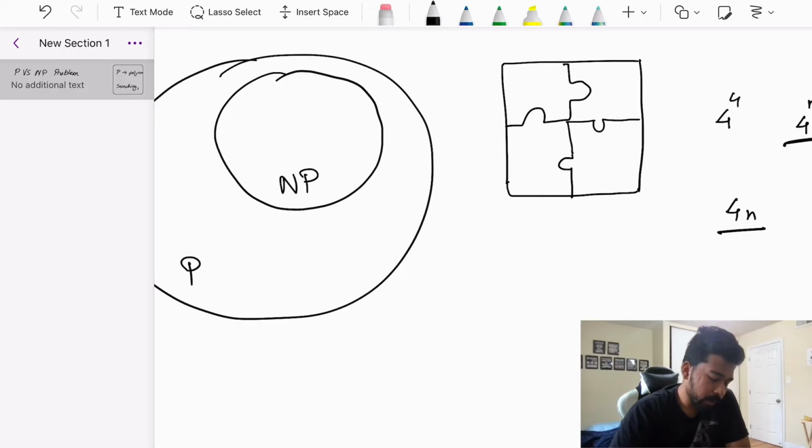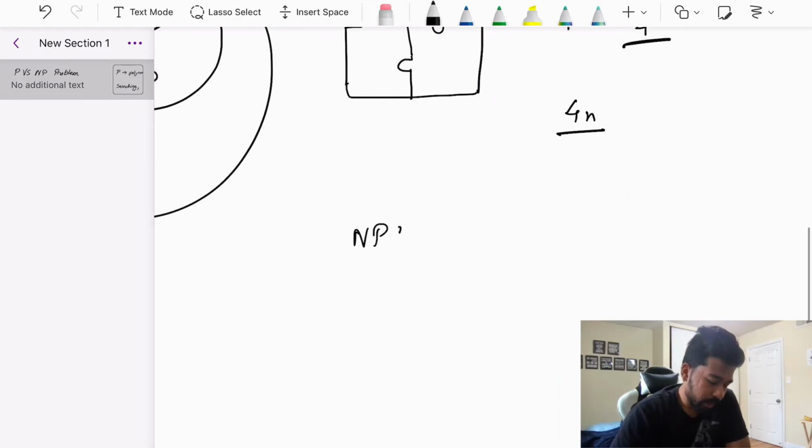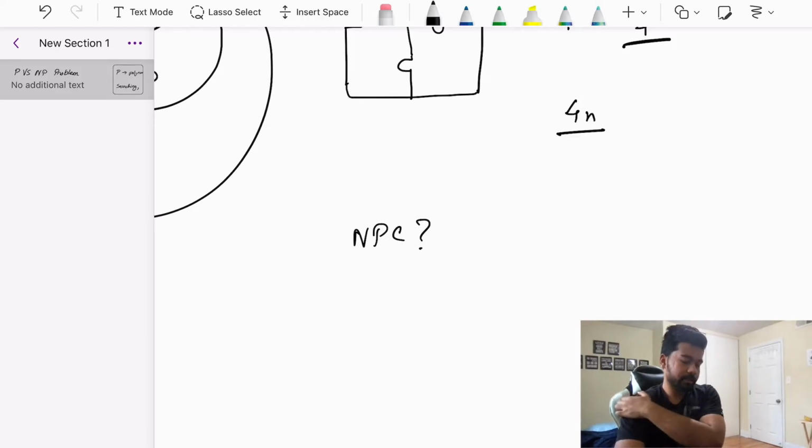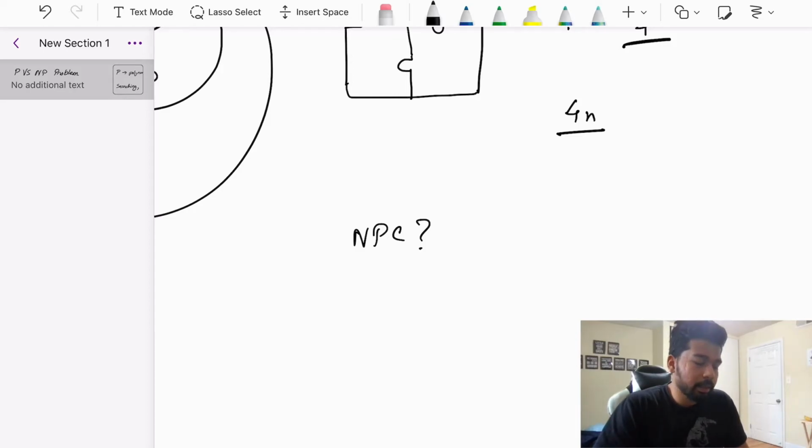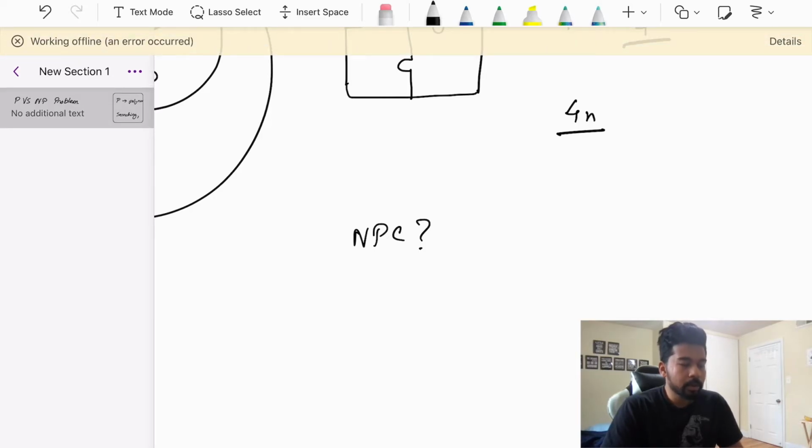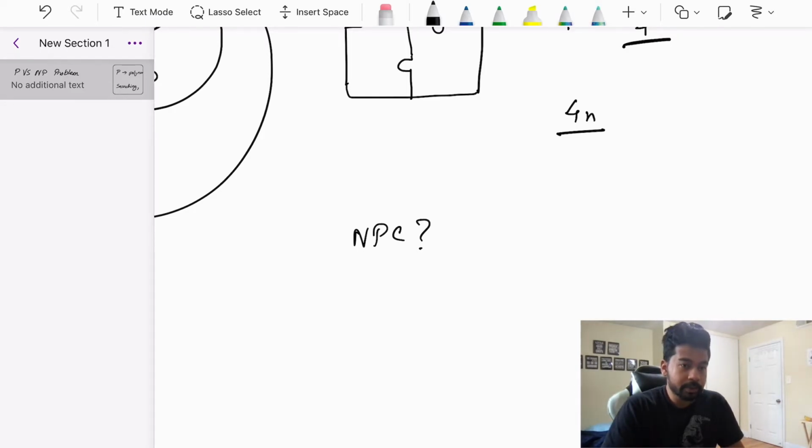Now we have another, let's call it a circle or a subset in NP, and this subset is called NP complete. So what is NP complete? NP complete problems have a special characteristic. It's a set of NP problems, all of which have a very special feature: all of the problems can actually be reduced to the same problem. Meaning, if you know the way to solve one problem, you can actually solve all the other problems.